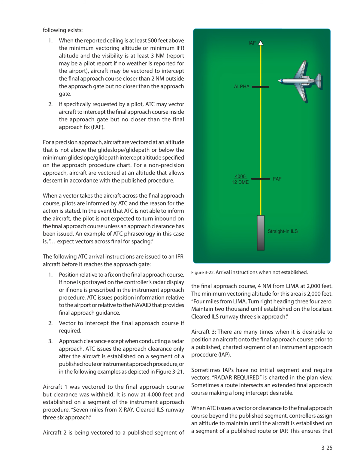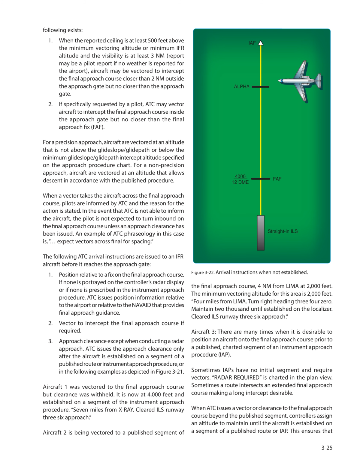2. If specifically requested by a pilot, ATC may vector aircraft to intercept the final approach course inside the approach gate but no closer than the final approach fix, FAF. For a precision approach, aircraft are vectored at an altitude that is not above the glide slope/glide path or below the minimum glide slope/glide path intercept altitude specified on the approach procedure chart. For a non-precision approach, aircraft are vectored at an altitude that allows descent in accordance with the published procedure.